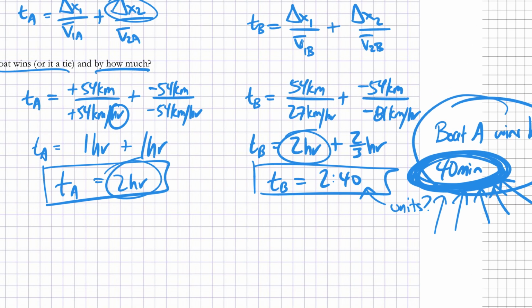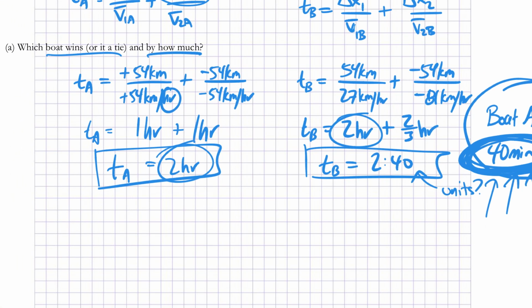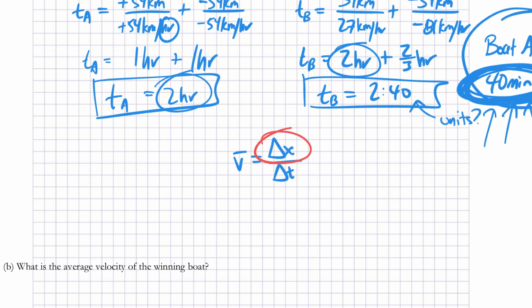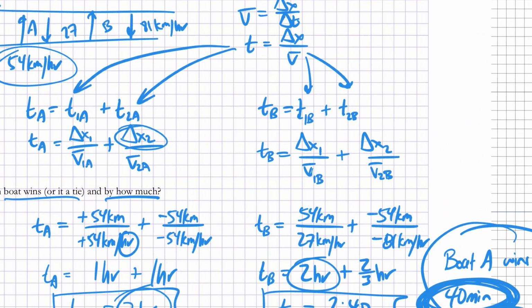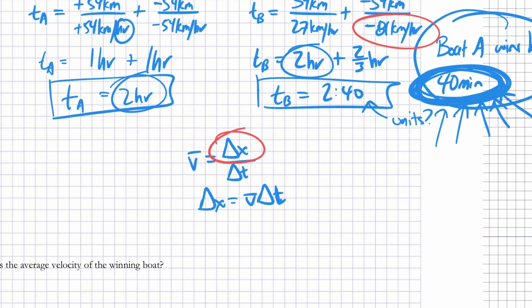But let's imagine that we didn't. So we would take this 40 minutes, and I would say, well, V bar equals delta X on delta T. So what I want to know is in 40 minutes, how far back is the boat, right? How far does it still have to come? So what I would do is I'd say, okay, well, delta X equals V bar delta T. And so how fast is it traveling during that time? On the way back, it's traveling at 81 kilometers per hour. Okay, so it's 81 kilometers per hour.